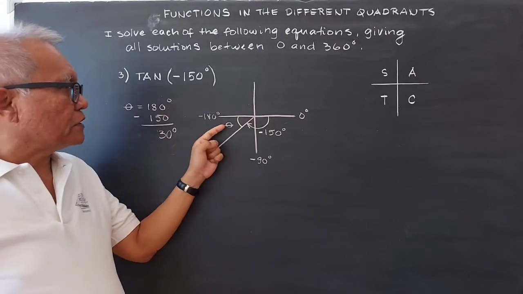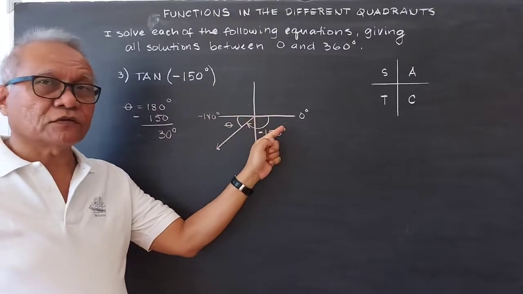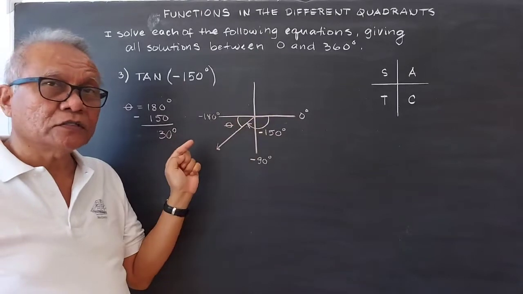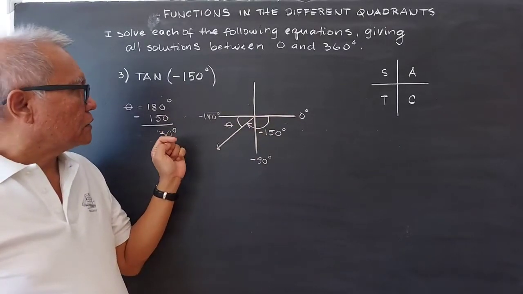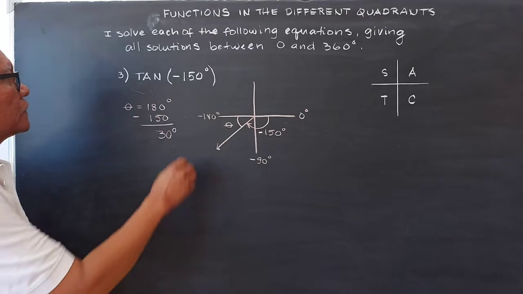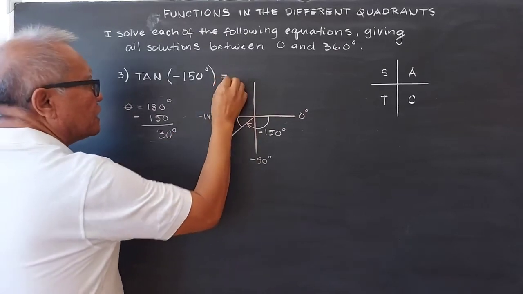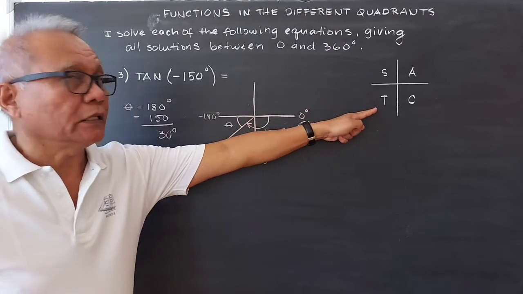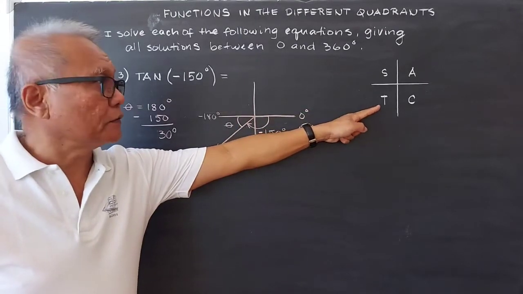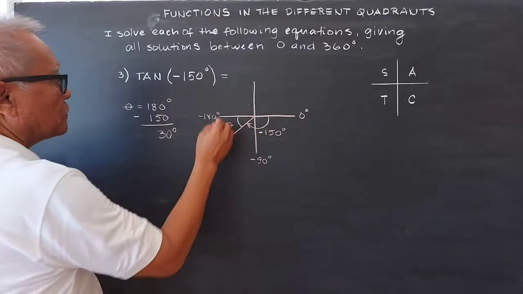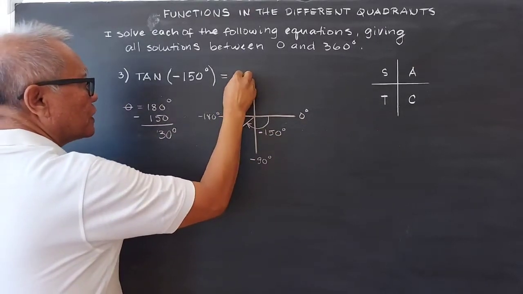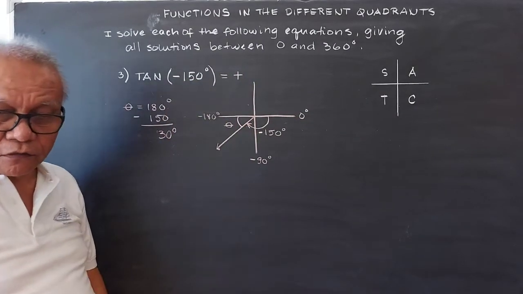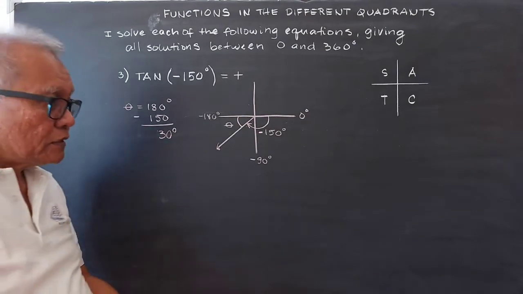So we can have 30 degrees here, 30 degrees in the fourth quadrant, 30 degrees in the first quadrant, and 30 degrees in the second quadrant. Okay. The tangent in the third quadrant is positive. See here. In the third quadrant, our tangent is positive, so we expect that our value of tangent of negative 150 is positive. Let's check that one.